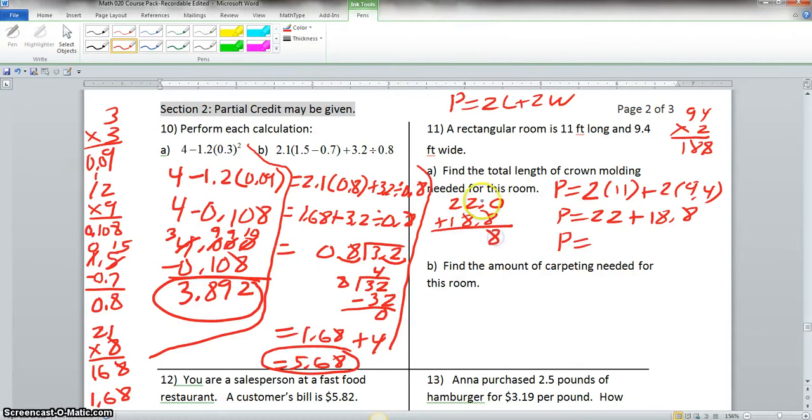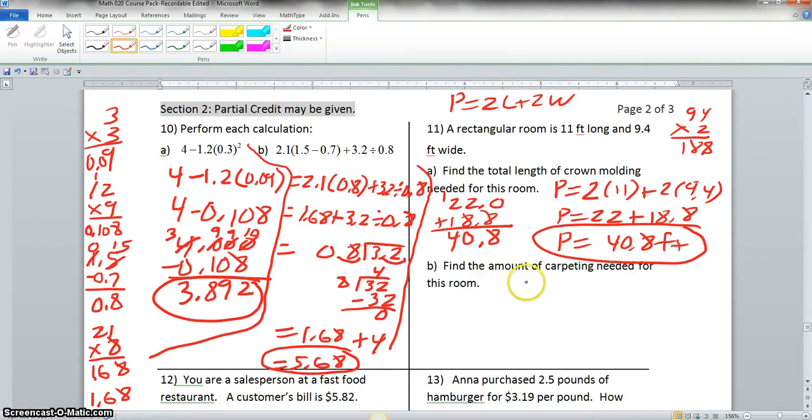A plus 0 is 8. Bring down our decimal. 2 plus 8 is 10. Carry a 1. 1 plus 2 is 3, plus 1 is 4. So we have 40.8. And then our answer will be in feet.